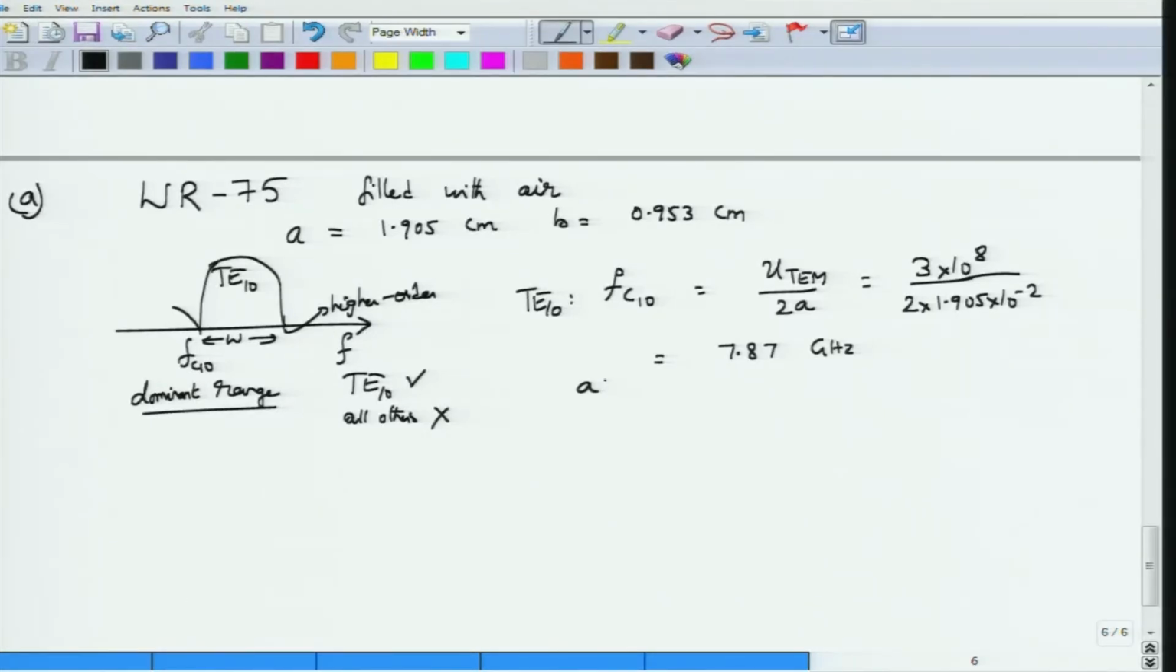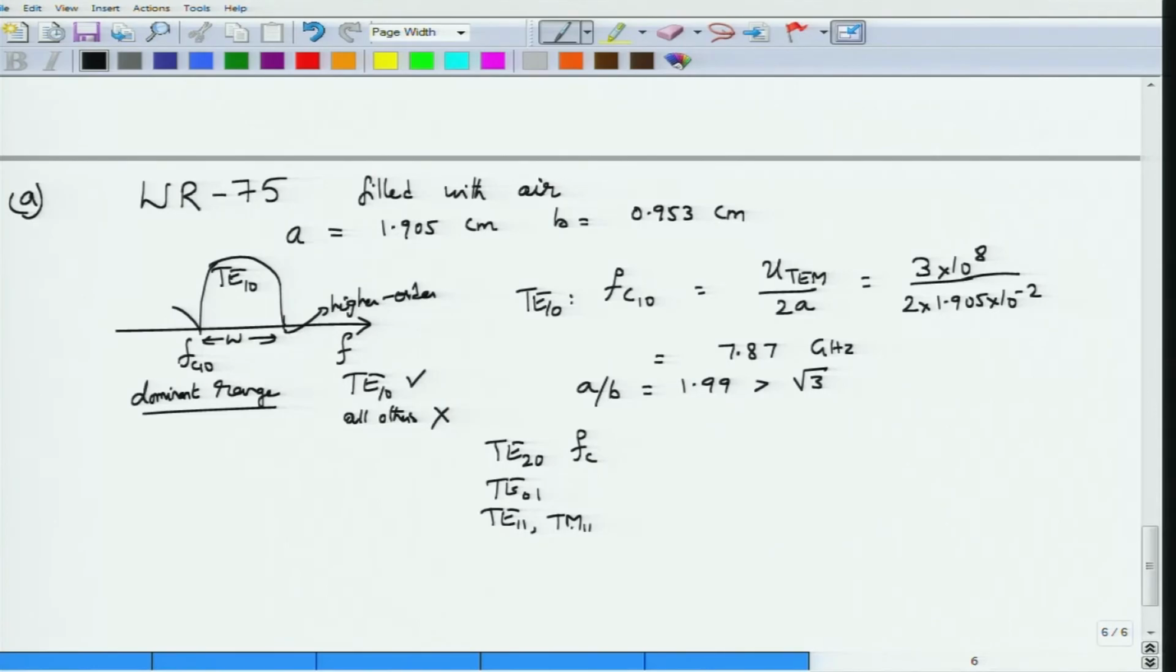Now what is the ratio of a by b? The a by b ratio is 1.99, and once you find that the ratio of a to b is greater than square root of 3, the dominant region would happen when the next higher order mode, that would be TE20 mode. For a waveguide in which the ratio of a by b is greater than root 3, the next higher order mode is TE20, after that comes TE01, then comes TE11 and TM11.